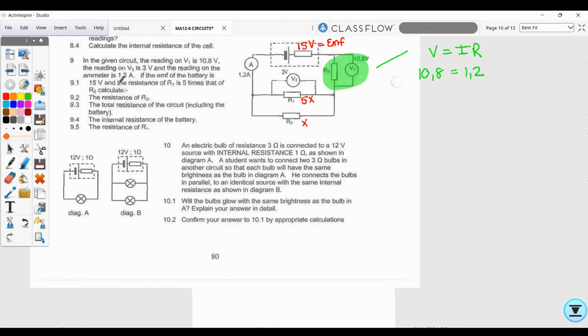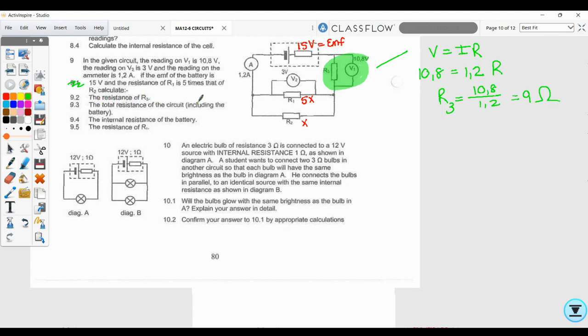Remember, the first question will always be easy-ish. So it is 1,2 times R. I didn't need any secret information. Everything was given to you. So R is just going to be 10,8 divided by 1,2, which is 9 ohms. So this is R3, which they asked for. Calculate the resistance of R3.